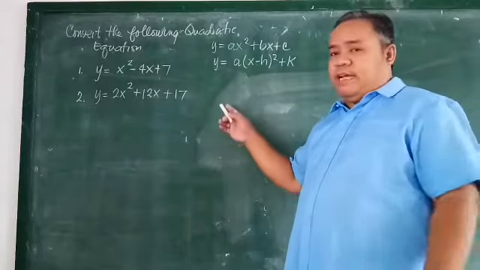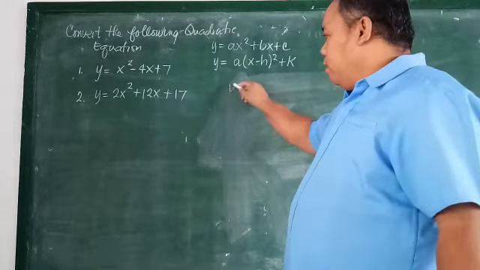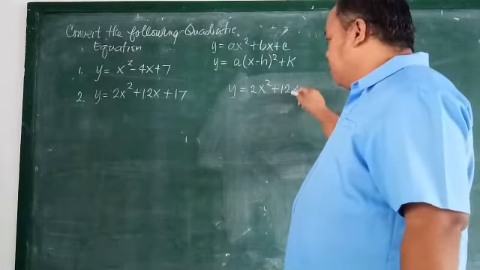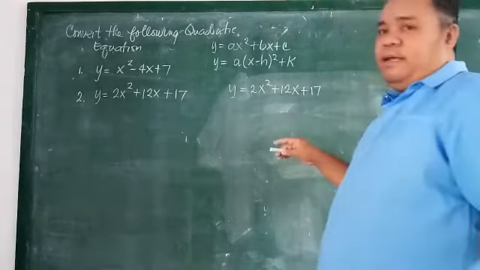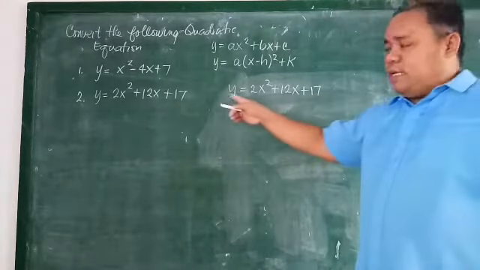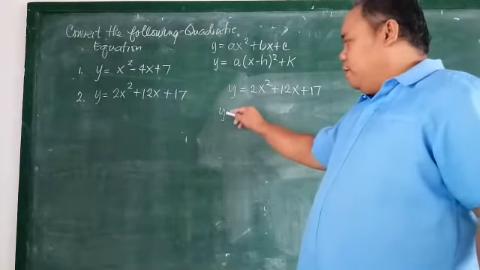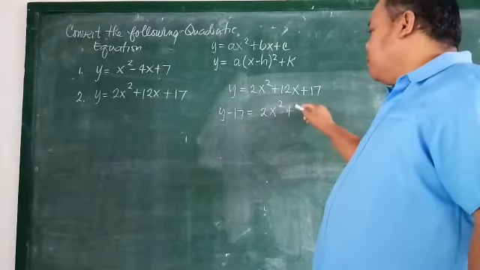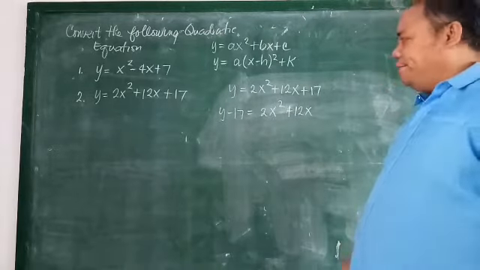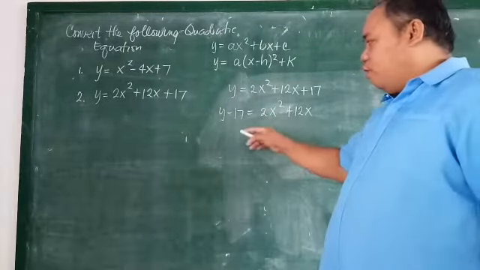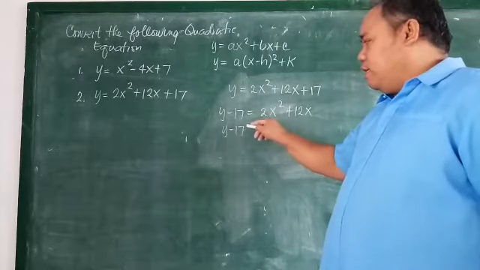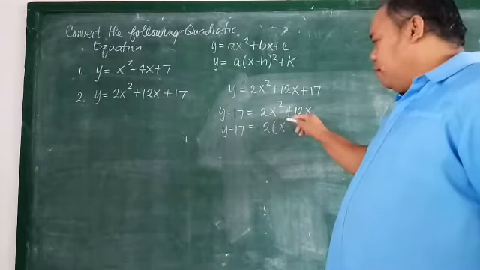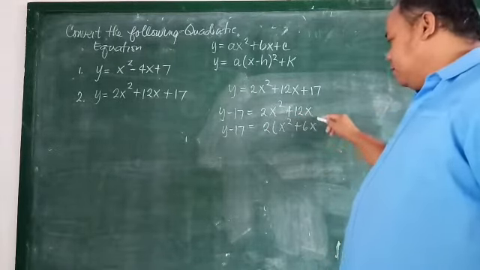Now let us solve our second equation, which is this one: y equals 2x squared plus 12x plus 17. Again, first thing to do is to transpose c to y. So this will become y minus 17 equals 2x squared plus 12x. Okay. So this time we're going to factor this one. So it becomes y minus 17. We're going to factor 2, so this is x squared plus 6x.